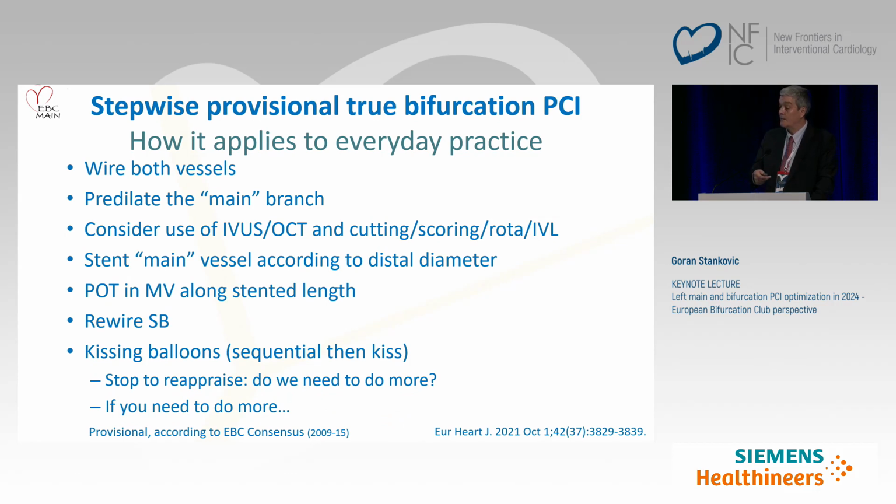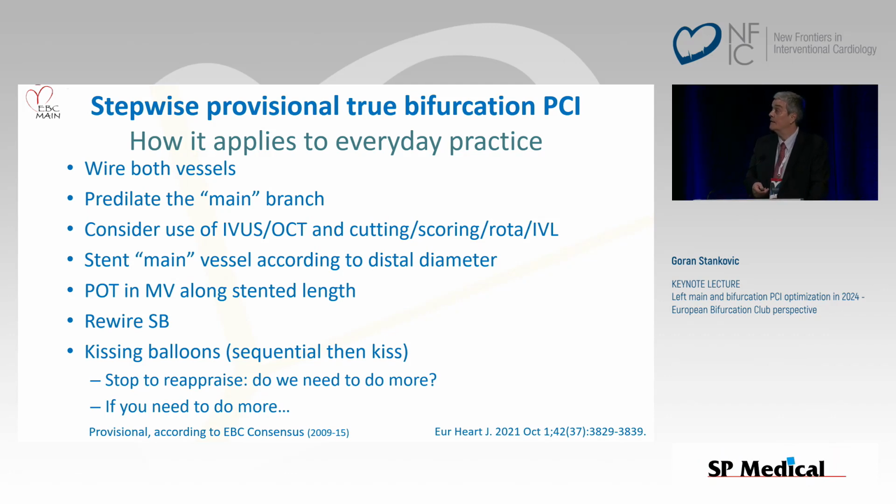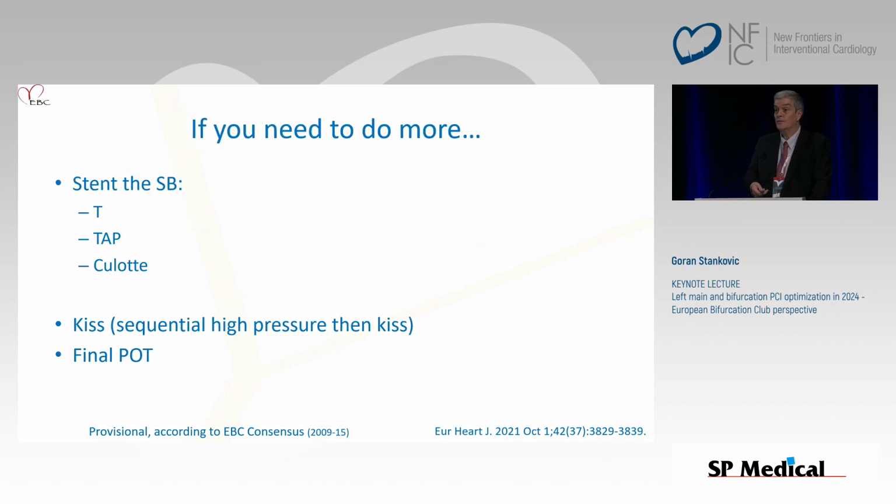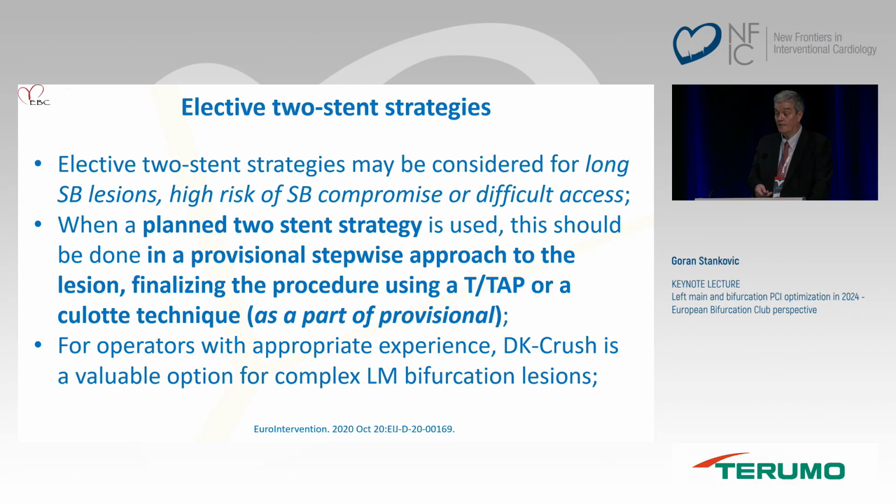So wire both branches, predilate only the main, consider imaging and lesion preparation, stent the main vessel according to distal diameter, and perform POT. After that, for left main, we recommend to rewire the circ and do kissing balloon, first sequential and then simultaneous, and then you stop to reappraise. And if the result is good, you stop. If the result is not good, then you proceed to provisional side branch stenting with T-TAP or culotte. But in that case, kissing becomes mandatory, and final POT is recommended again as a mandatory step.